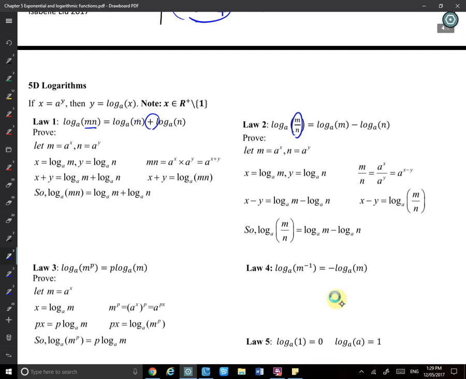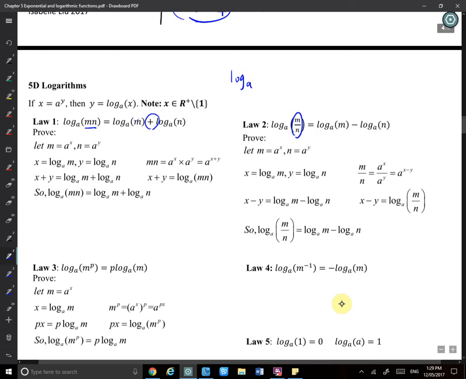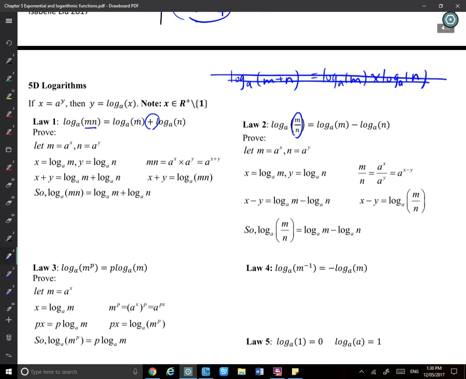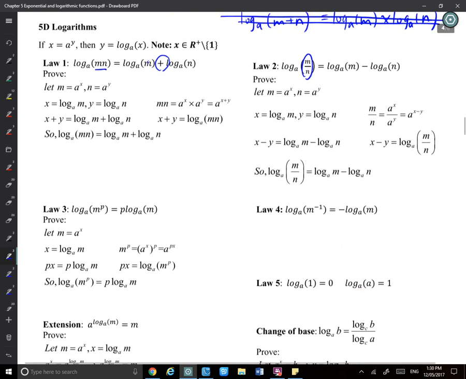A common mistake is when students see log of A plus M inside, they say that's log AM times log AN. That's not true. We don't have this one. So you must remember the rules for logs really clearly, and you can only use those methods to calculate logs. Law 1 and law 2.